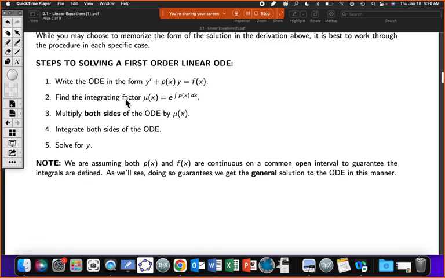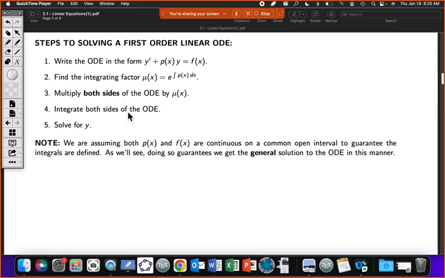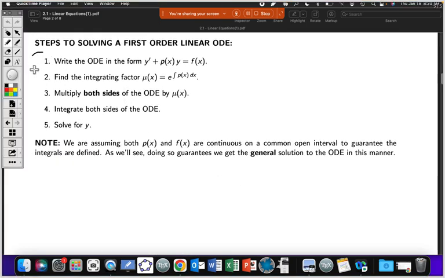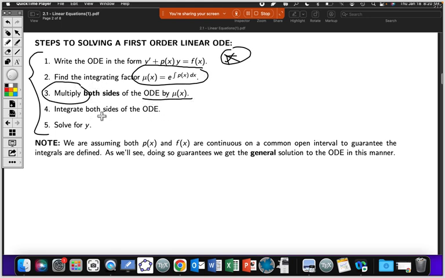And so this leads us to the steps in solving a first order linear ODE. First step, make sure you write the differential equation into the standard form. Identify your integrating factor. Since it's a factor, you want to multiply both sides by the factor. Integrate both sides, which you'll be able to do. And then you want to solve for y.